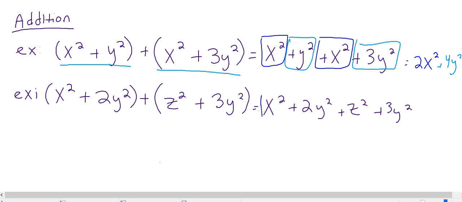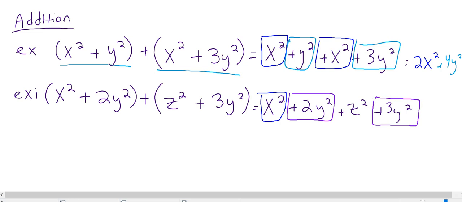We have an x squared over here. Do we have any more x squared? No. We have a 2y squared. Do we have any more terms that have a base of y and an exponent of 2? Yes, we do. We have 3y squared. So these two can be added to each other.